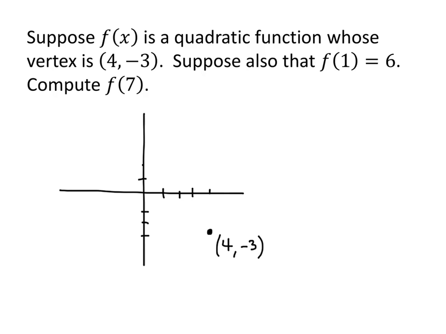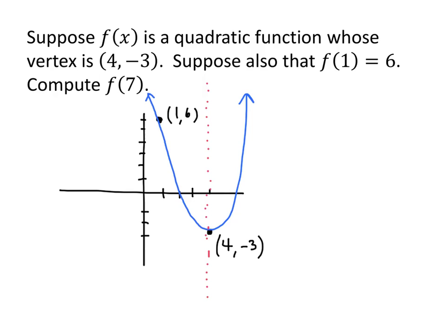We also know that at x equals 1, we get y equals 6, so this point (1, 6) is also on our parabola. And since (4, -3) is the vertex, that's enough information for us to get a rough picture of what this thing looks like. It's going to be something like this. And again, we know that this vertex has this axis of symmetry.